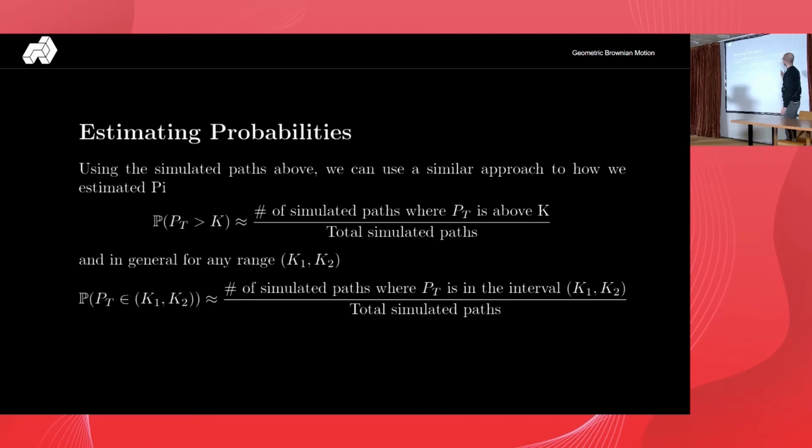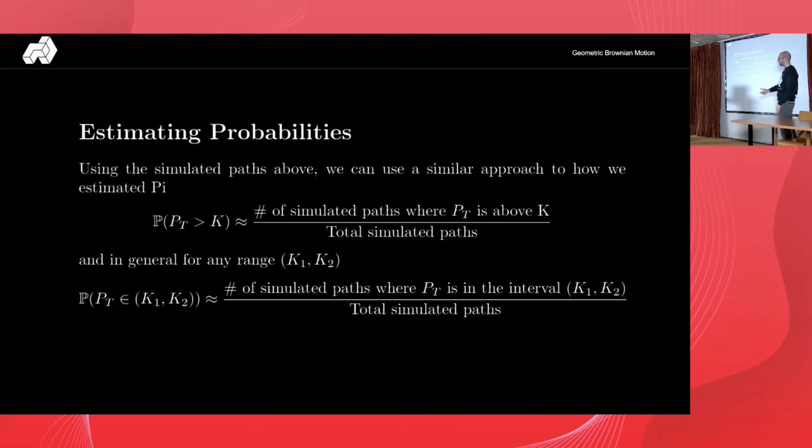Well, you just take the number of simulated paths where PT is above that K, and you divide it by the total simulated paths, bam, and you have your probability. So all of that machinery was for this purpose. We can think about Monte Carlo like a simple probability: how many of these paths go above it versus these.